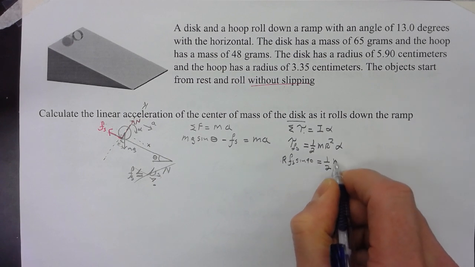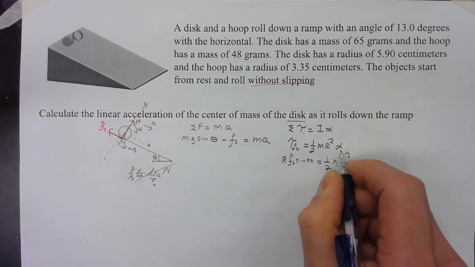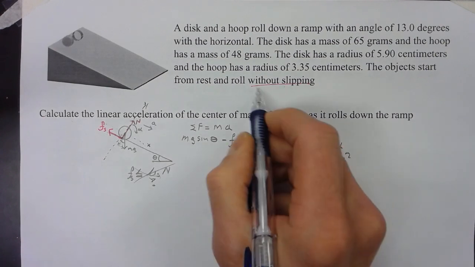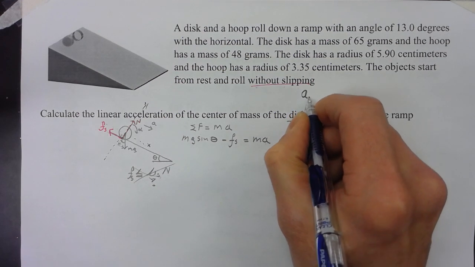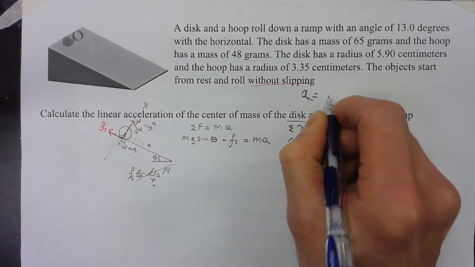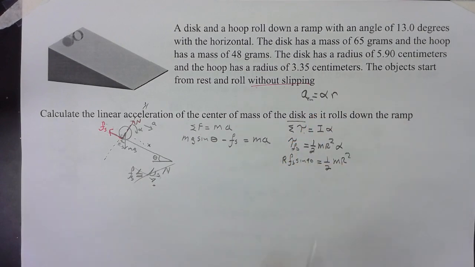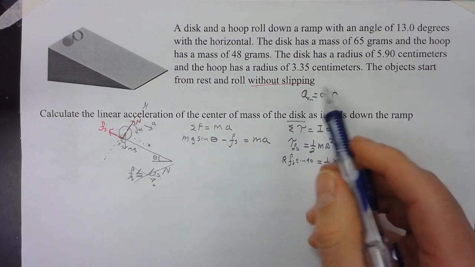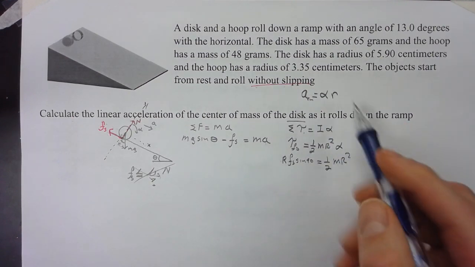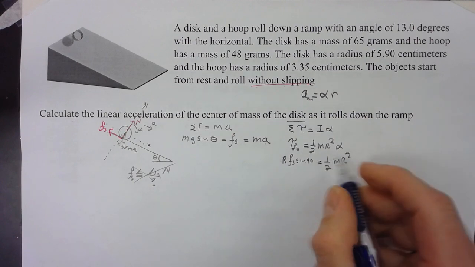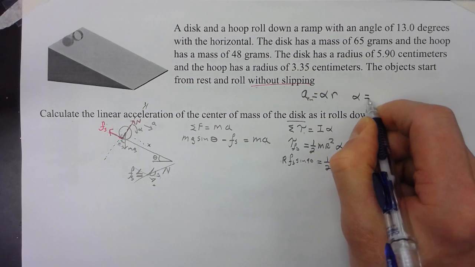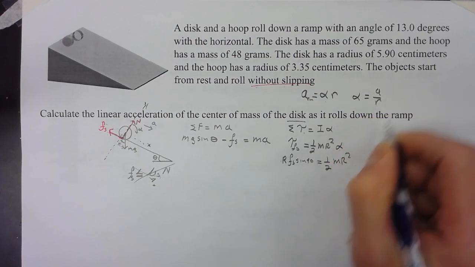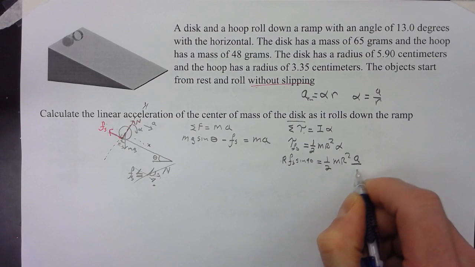That's 1/2 mr squared. Now I don't want alpha, I want a. But since this rolls without slipping, I know that a of that center of mass is going to equal alpha times r. That happens when you have rolling without slipping. So likewise velocity is omega r, and displacement is delta theta r. So instead of this alpha, I can rearrange this for alpha. That's a over r.